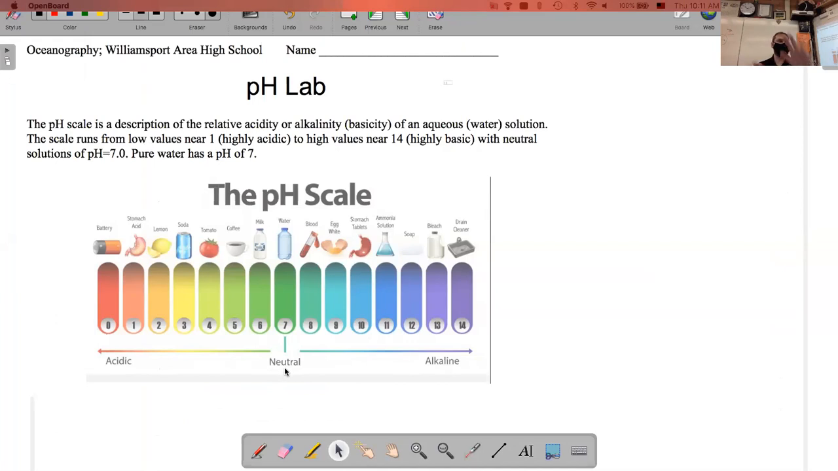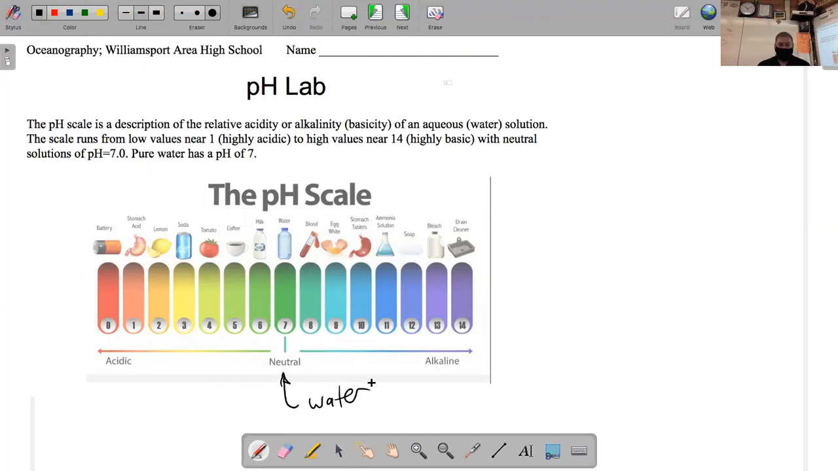So pure, clean water with nothing in it has a pH of 7. Just plain old water. But whenever you have water, it's usually like a solution. There's stuff that's dissolved in the water, and stuff that's dissolved in the water could either make the water acidic or basic. And there are examples here of different things and their acidity.